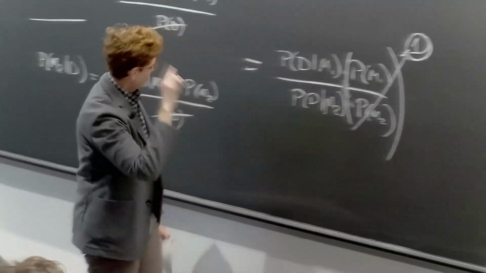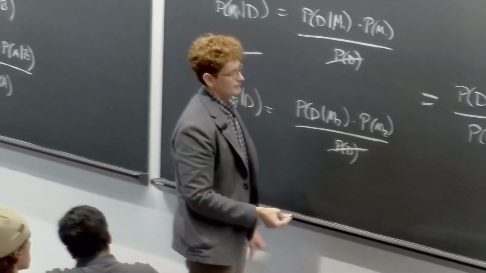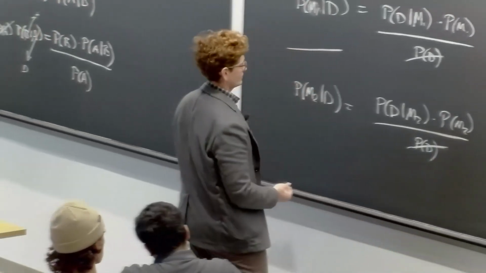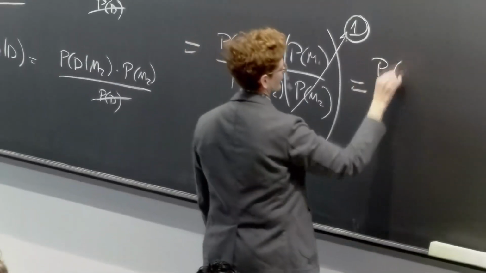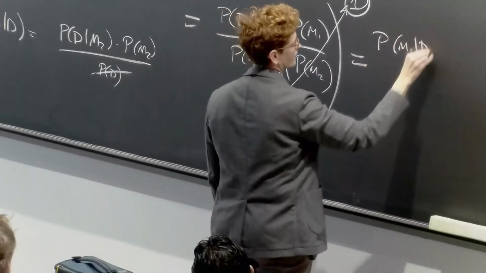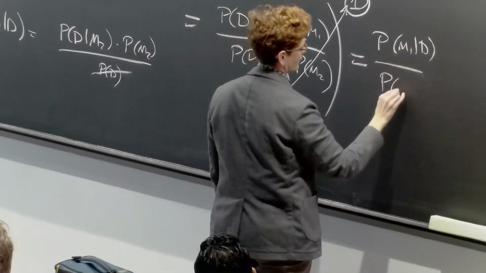All right. So now we simply have this. This looks a bit sloppy. Let me just rewrite over here. Probability of model 1 given the data. Probability of model 2.